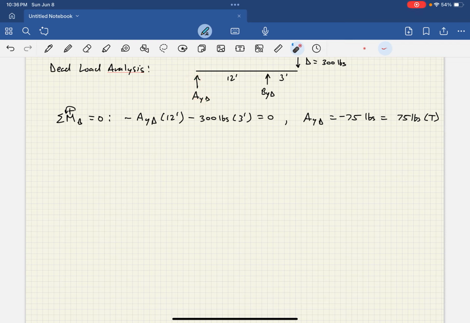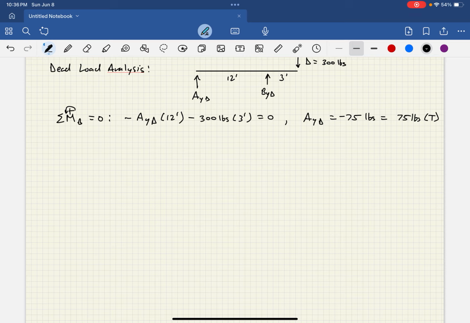We did the calculations, it came out negative, so it's pointing in the opposite direction of the assumption, which means it is pointing away from point A, i.e. tension here, okay? So that's part of what I'm going to need to get my answer here in a minute.